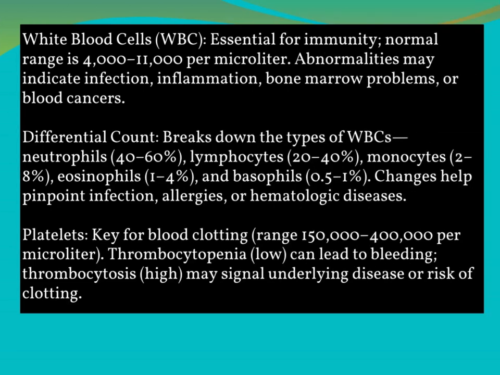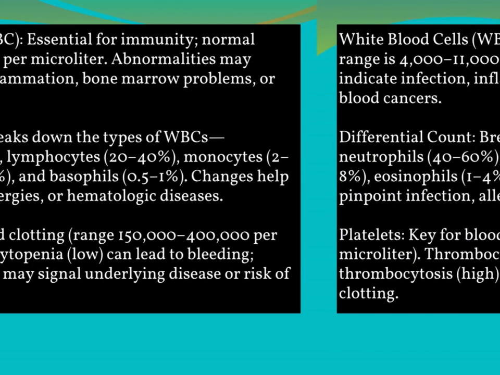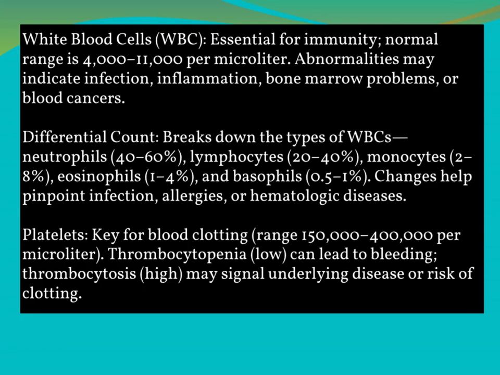White blood cells. These are prominent for immunity. Normal range is 4,000 to 11,000 per microliter. Abnormality may indicate infection, inflammation, bone marrow problem, or blood cancer, that is known as leukemia. Differential count breaks down the types of WBC.